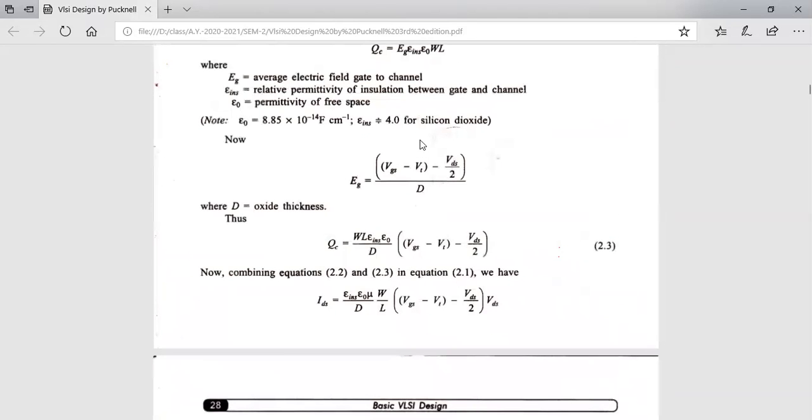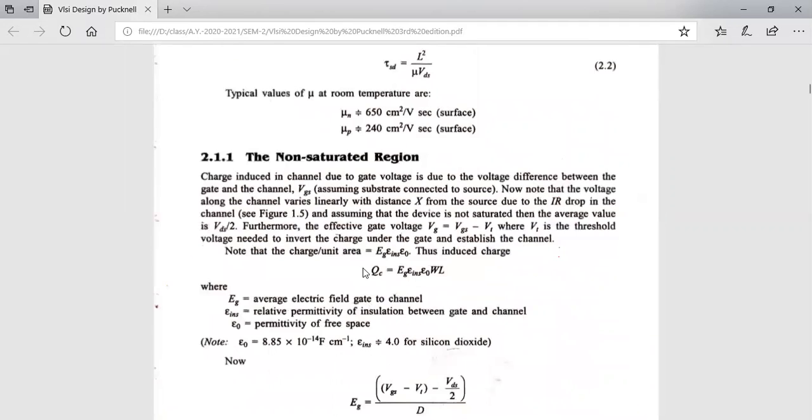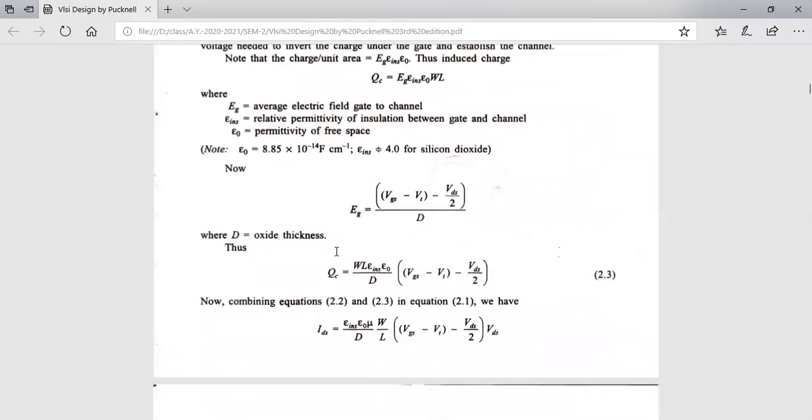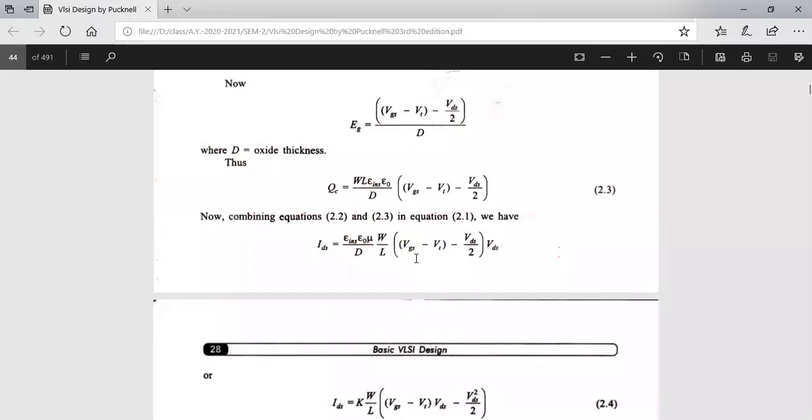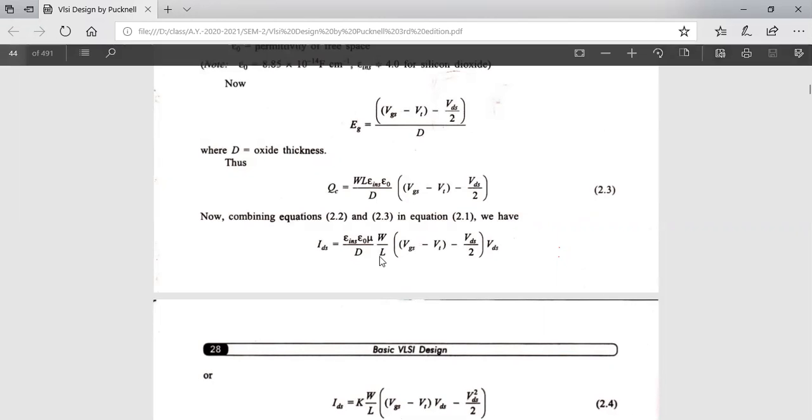Tau S we got as L square by mu into VDS, right? So L square by mu VDS. So we got the relation for IDS. IDS is equal to epsilon naught epsilon INS into mu divided by D, width by length ratio, multiplied with VGS minus VT minus VDS by 2, total multiplied with VDS, right?